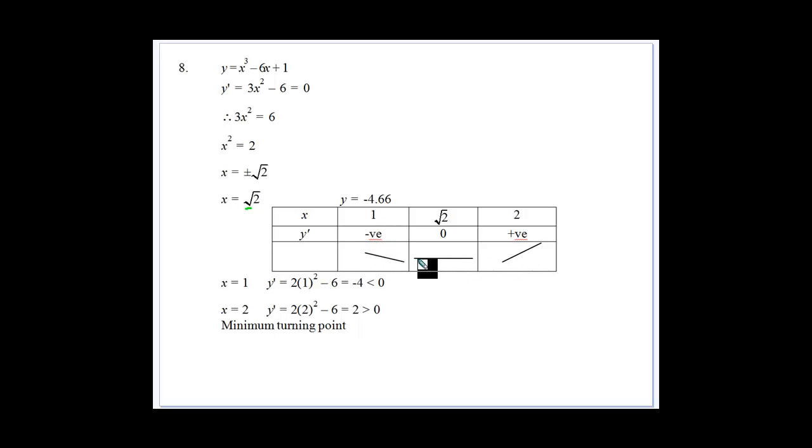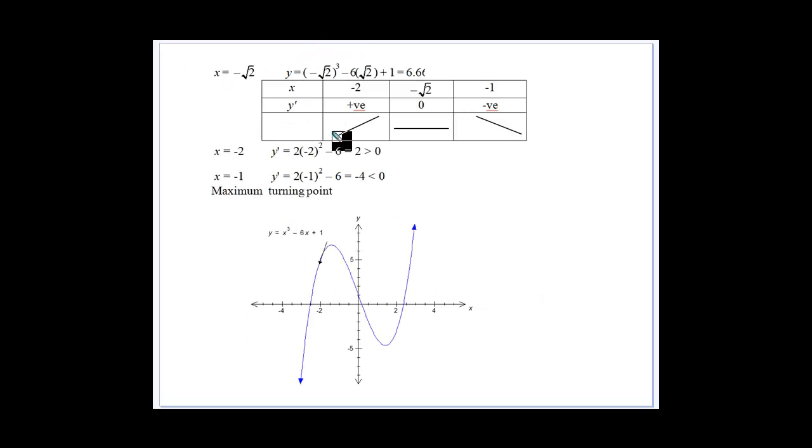Again, test it. Check before, so put in 1, put in 2, because root 2 is about 1.4, so we can check our values there. We see that we got a negative gradient followed by a positive gradient, which means it must be a minimum turning point at root 2 and minus 4.66.